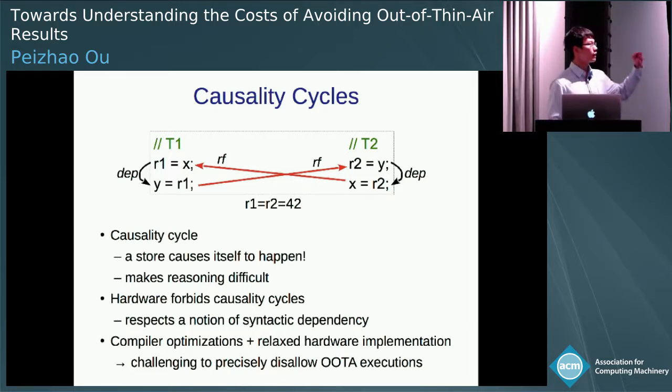And note that if we directly write this program in assembly, no processor would produce this problematic execution. The reason is that hardware generally respects a notion of syntactic dependencies. However, compiler optimizations generally would be happy to optimize away dependencies. As a result, given compiler optimizations and relaxed hardware implementations, it's very challenging for us to precisely define and disallow such out-of-thin-air executions in the language memory model.